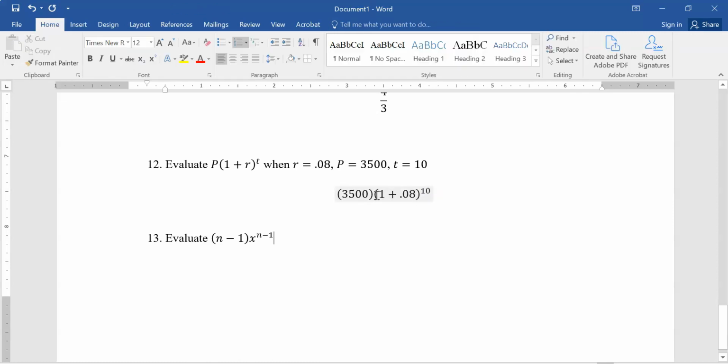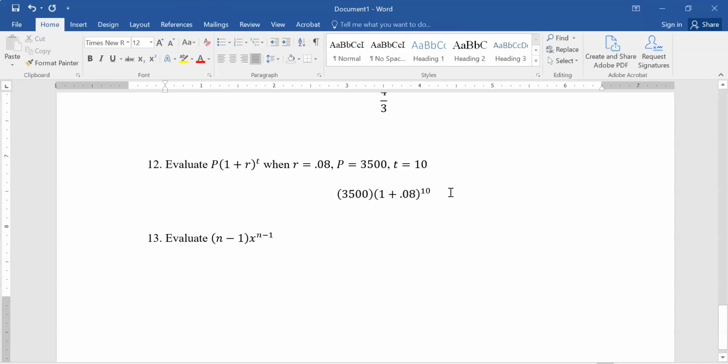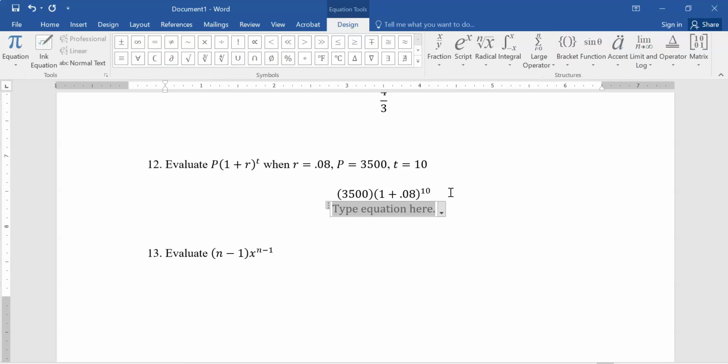Now, if you're doing this by hand, make sure you do the 1.08 first, combine that, then take the exponents next, because again, what we're doing is simplifying inside parentheses, then doing exponents, then doing your multiply. So the last step should be multiplying 3,500. If you're doing this on a calculator, then you just type it in all in one line, 3500, in parentheses 1 plus 0.08, end your parentheses and go caret 10.